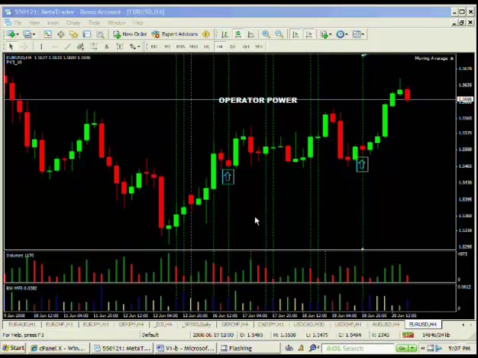So the main thing to remember is that we want to pay close attention to operator bars at support and resistance, meaning at a reversal at support or resistance, or a breakout at support or resistance. Because if they're in on the breakout, then that breakout is 9 times out of 10 going to continue. If they're in on a breakdown, then that breakdown is usually going to continue. But that's all for now on operator power. I think you get the idea.